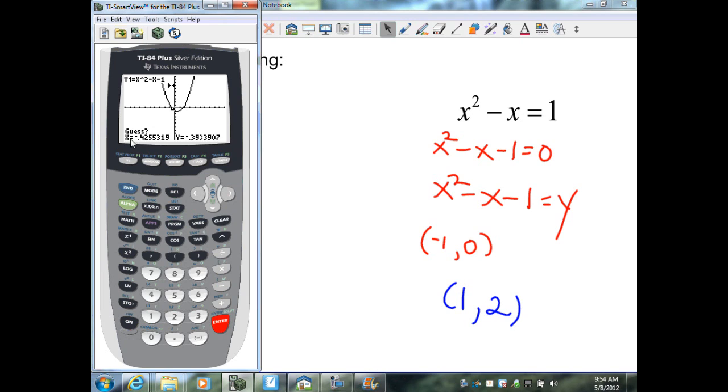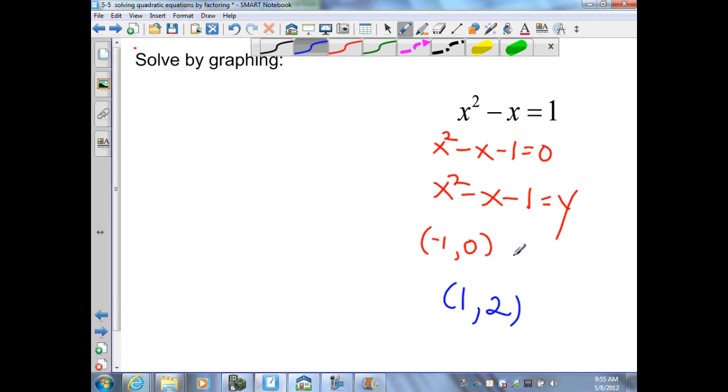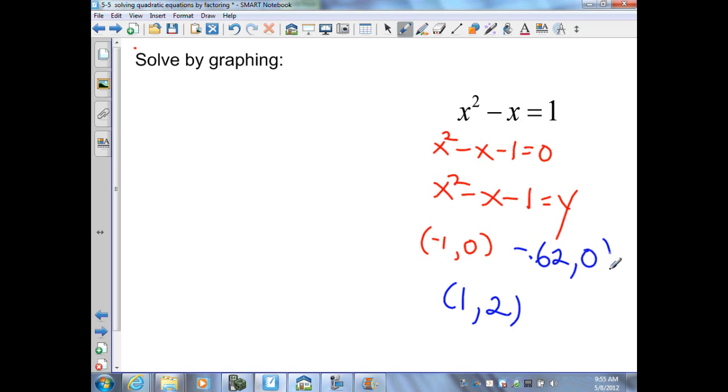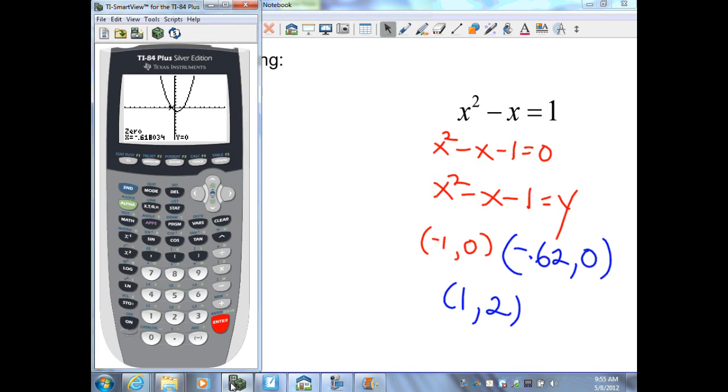It asks me to calculate. I press enter, and my value is an x-intercept at -0.618, or a negative 0.62, comma 0 is my first x-intercept. So my solution is a negative 0.62. But I know I have another one. So I have to go back to my calculator.